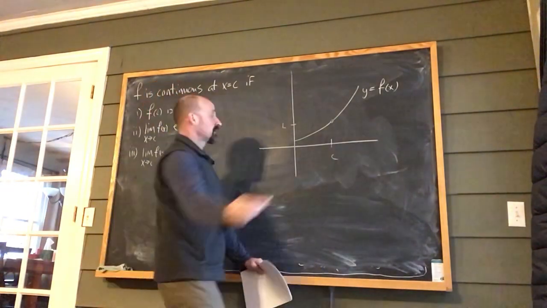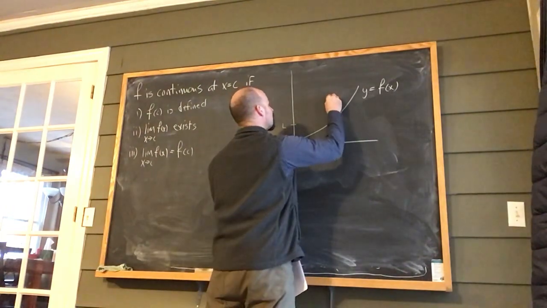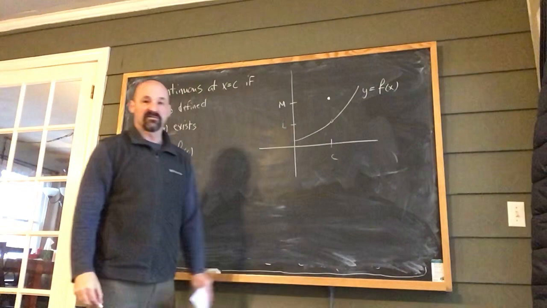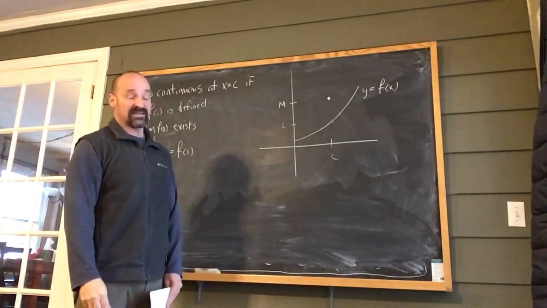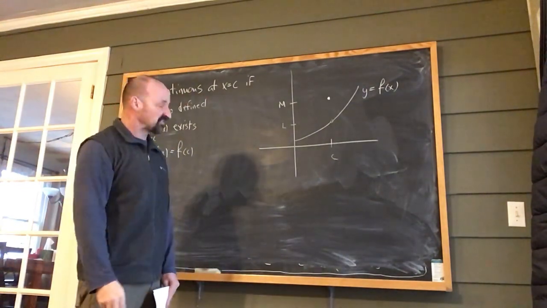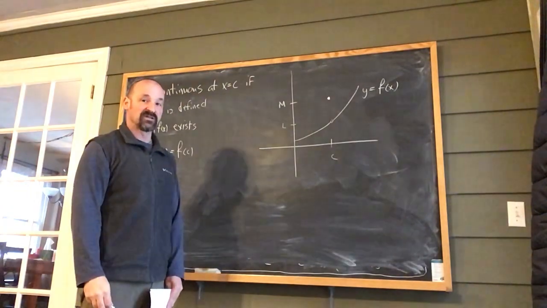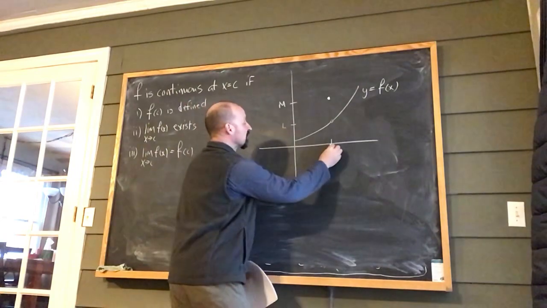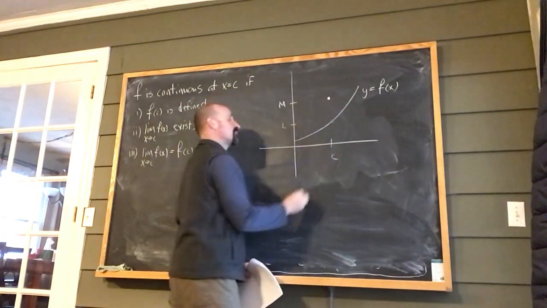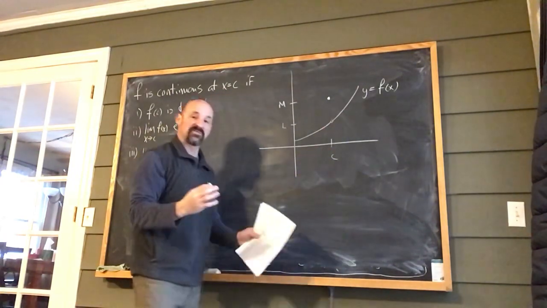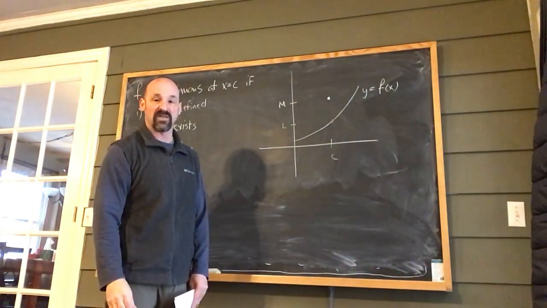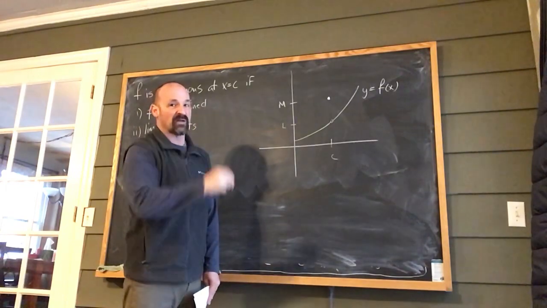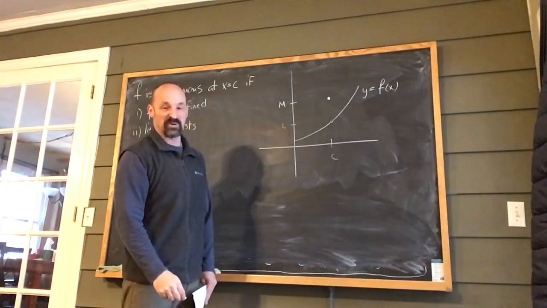So here, let me redefine the function now at c. The function's still not continuous at c. There's still this discontinuity at x equals c. Why? Well, the function is defined at c now. f of c is equal to m. The limit still exists, but the limit is not equal to the function value there. Note that I wouldn't be able to draw this graph without picking up the chalk off the chalkboard up here.